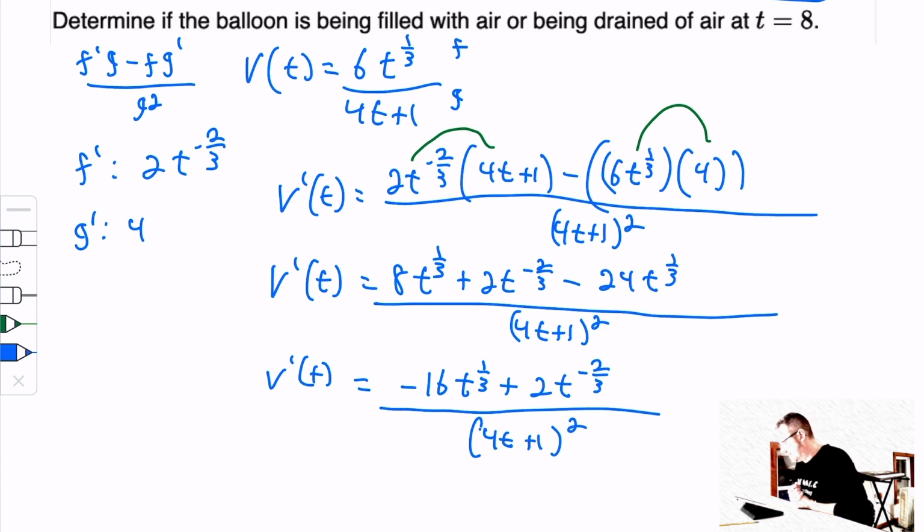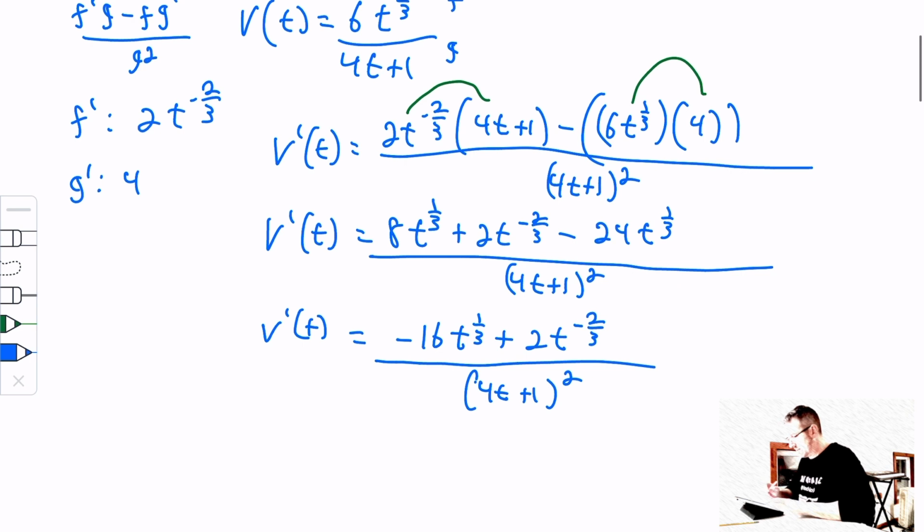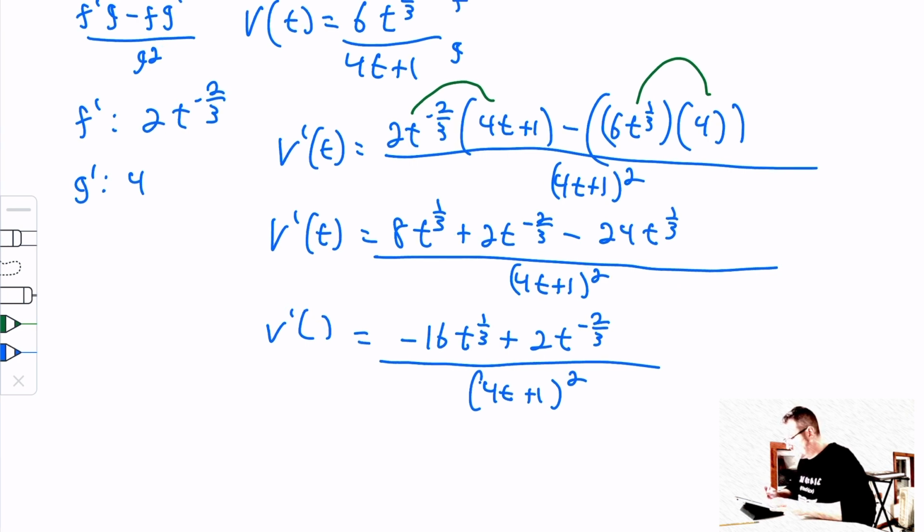Now at this point, because we're just substituting in an 8, that's what we're going to figure out, this is v prime of 8. I could push this down in the denominator spot, or I could simply write it as 2 over t to the 2/3 and leave it up top like that. It's up to you, doesn't really matter.